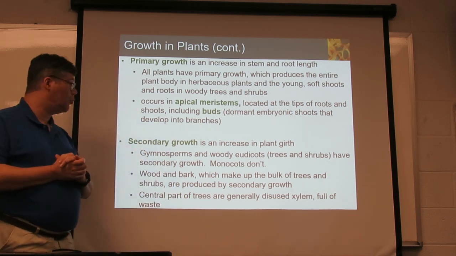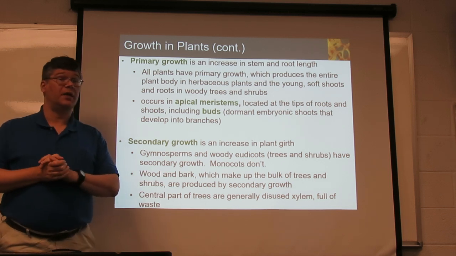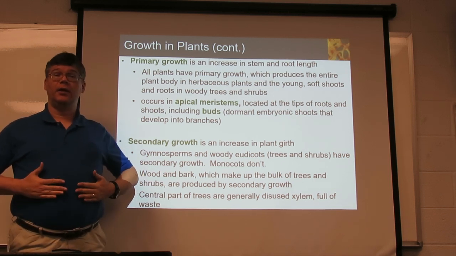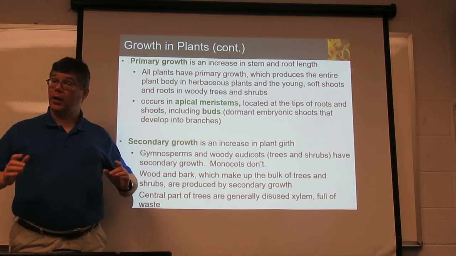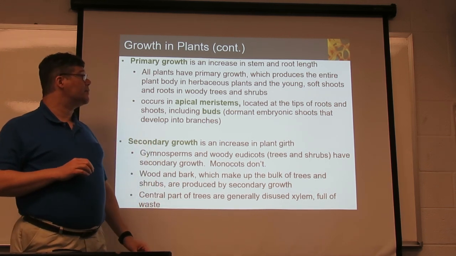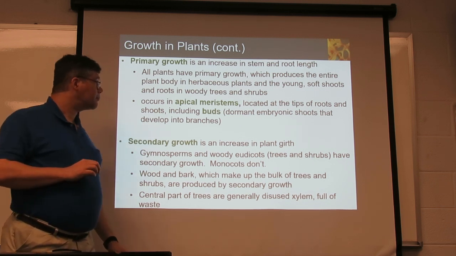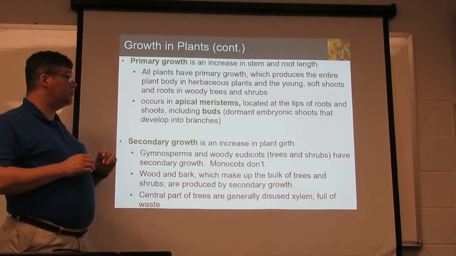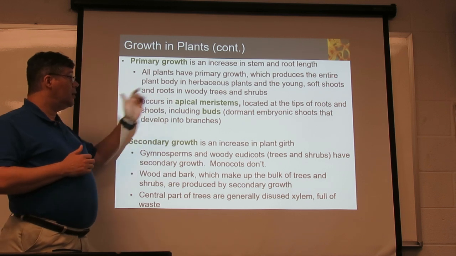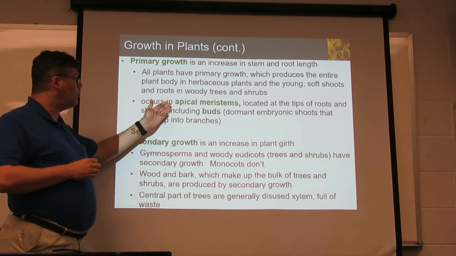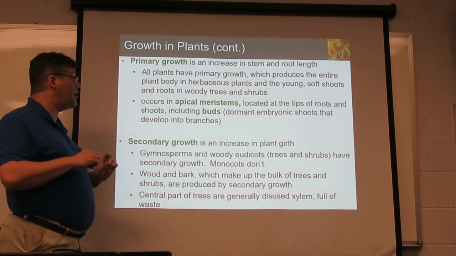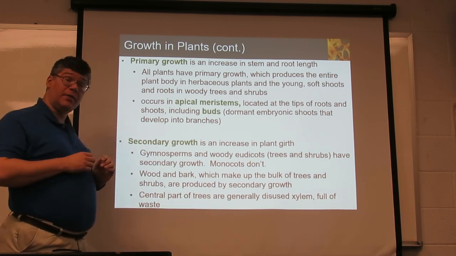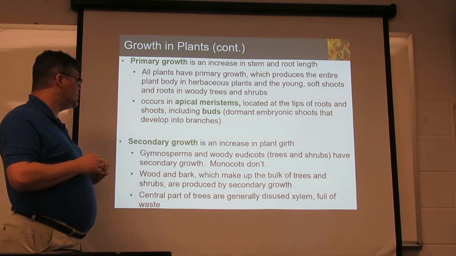Plants with true wood also have secondary growth. They can grow bigger around as well as getting longer on the ends. So, buds, which says apical meristem, an area of dividing tissue, having mitosis in the tips of the roots and the shoots.